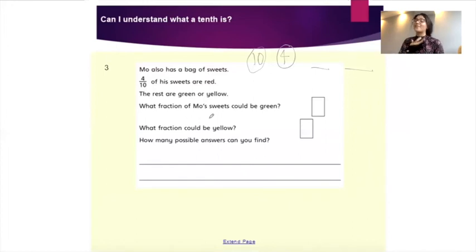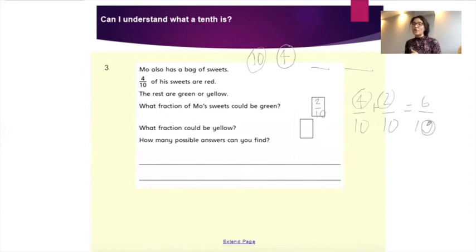So that is why I'm saying if I was to answer, one possibility that I found, which you may have found also, is he could have had 2/10 of his sweets being green. And then how many could be yellow? Now, the way to write this out is he's told us 4/10 are red. 2/10, I've told you, could be green. Now, what's 4 plus 2? 6. So we've already identified 6 of those 10 sweets.